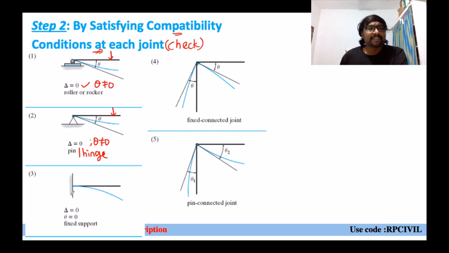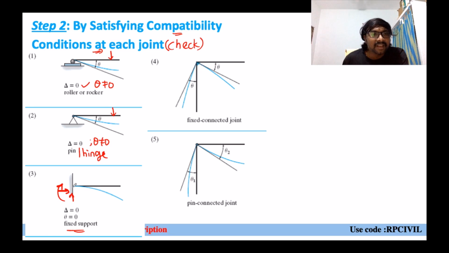Now, whenever it is a fixed support, three reactions will be there: vertical reaction, horizontal reaction, and moment reaction. Vertical reaction is there means vertical deformation is not there. Horizontal reaction is there means horizontal deformation is not there. Moment reaction is there means rotation is also not there.